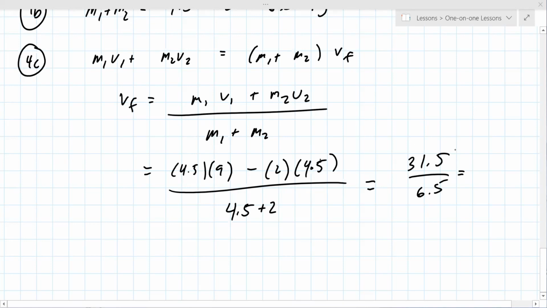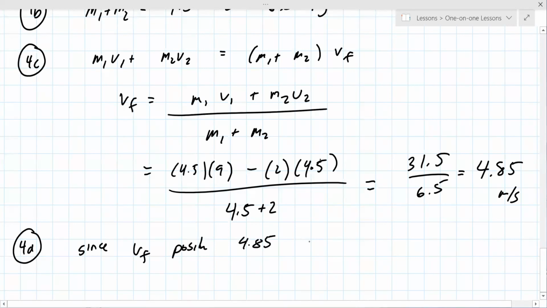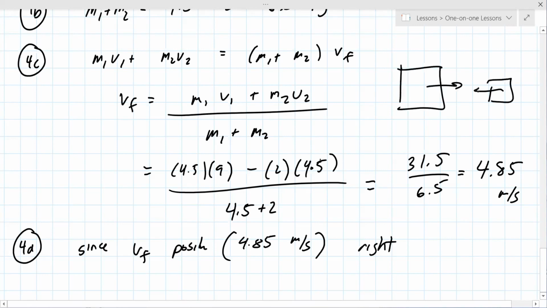So 4.85. And that's meters per second. Will the system be moving to the right or the left? So that depends on the sign of this. Since V final is positive, in this case it's 4.85 meters per second, it's moving to the right. So that first block is moving to the right. The second block is moving to the left.